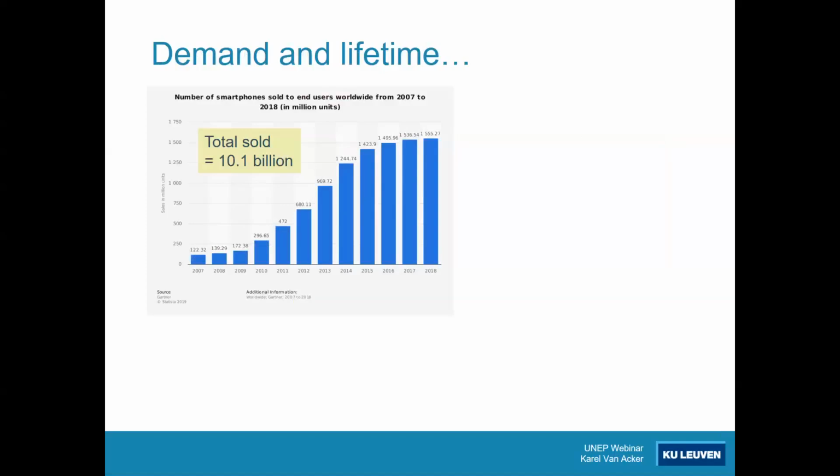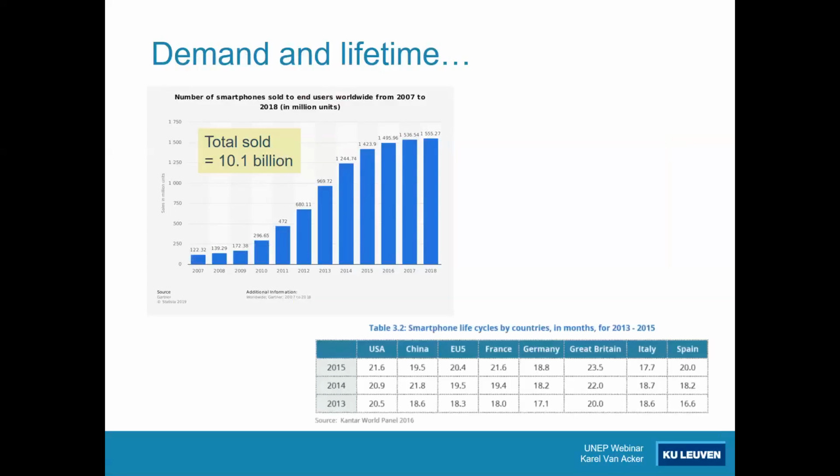Well, let's first look at the demand and lifetime of these equipments. If we just focus on smartphones, in the last 12 years, from the start that smartphones were sold on the market in 2007 till 2018, there have been more than 10 billion smartphones sold. And these devices do not have a very long lifetime. The typical lifetimes given in this table are about 1.5 or 2 years, which is a very short period of use of these complex devices.